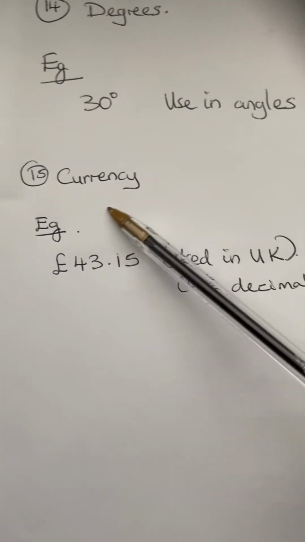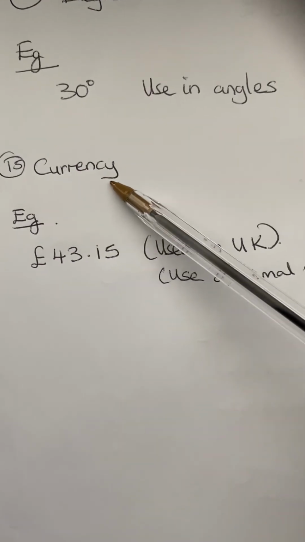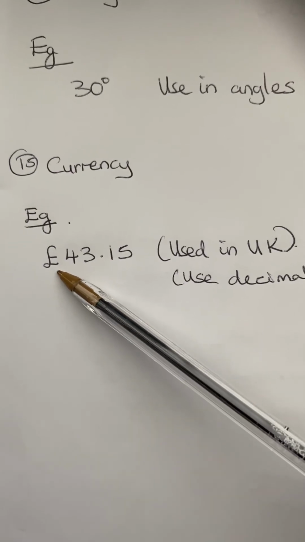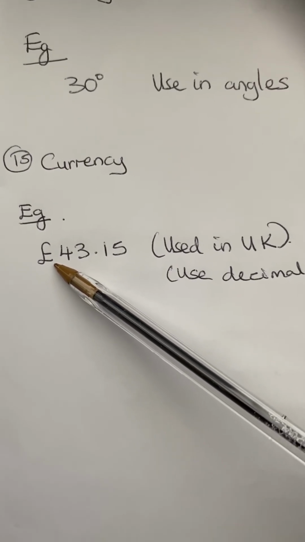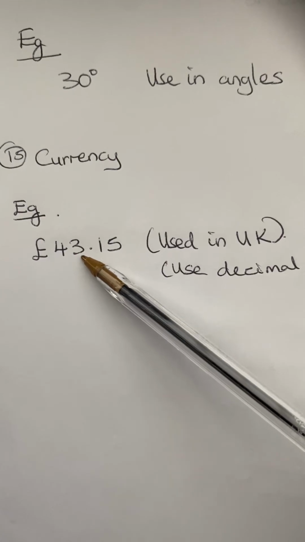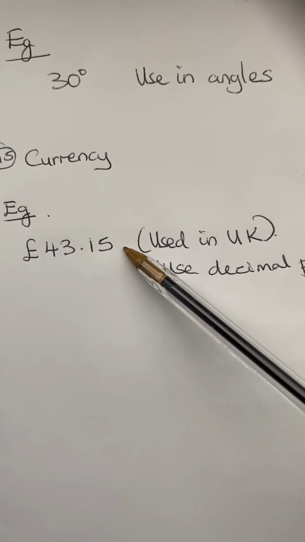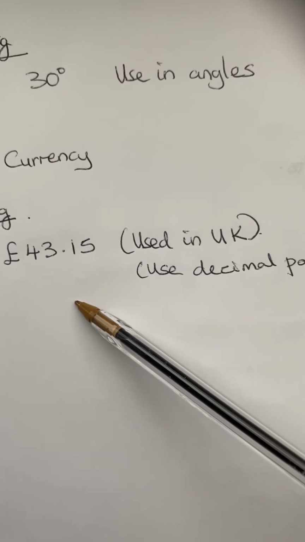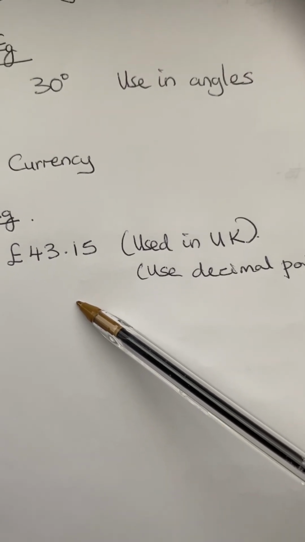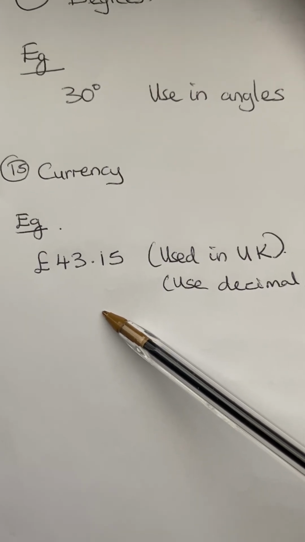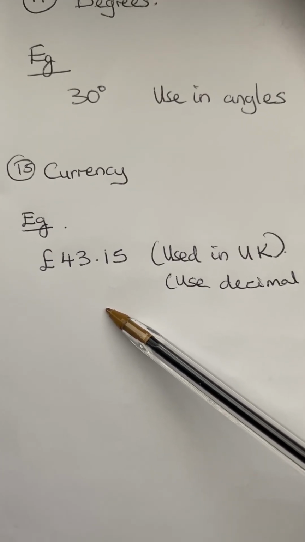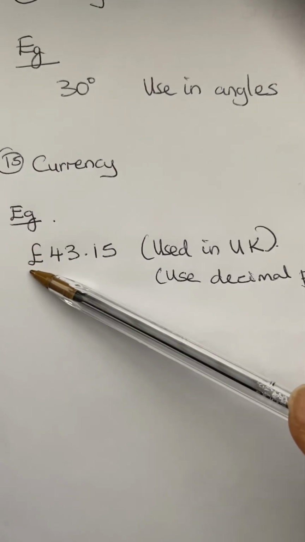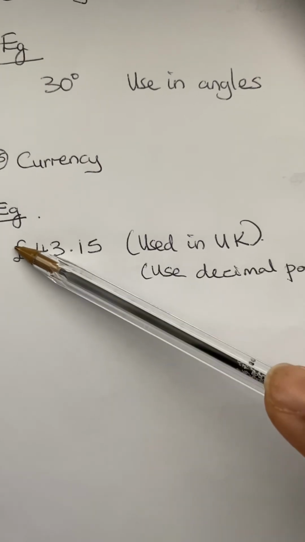And then the last one for today is the use of currency. In the UK, we use pound. So I have here 43 pounds and 15 pence. In the US, you use dollars. In Europe, you use euro. So every country has its currency. But here in the UK, we use the pounds.